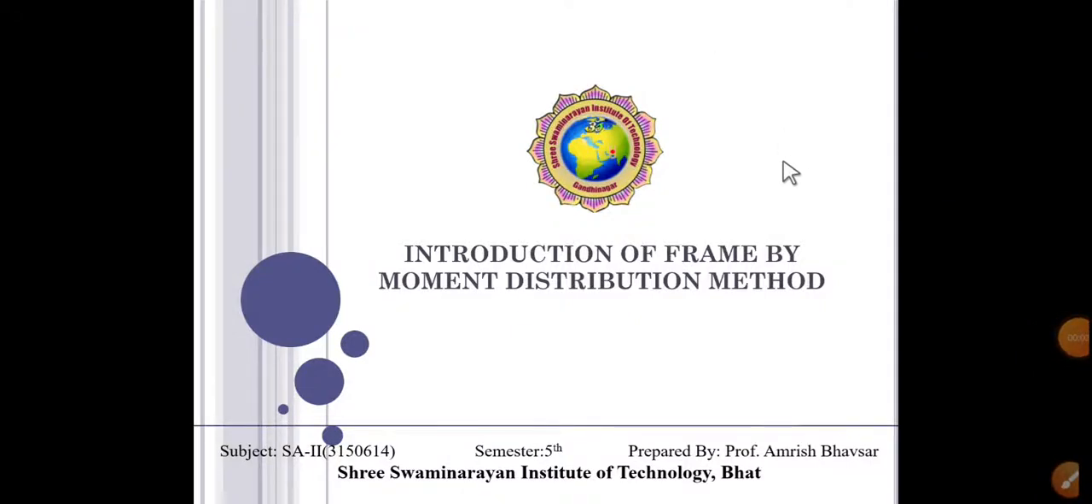In my previous lecture I discussed the moment distribution method with a 2-span continuous beam and a 3-span continuous beam with different end conditions. Now, the moment distribution method is most important for frame structures.